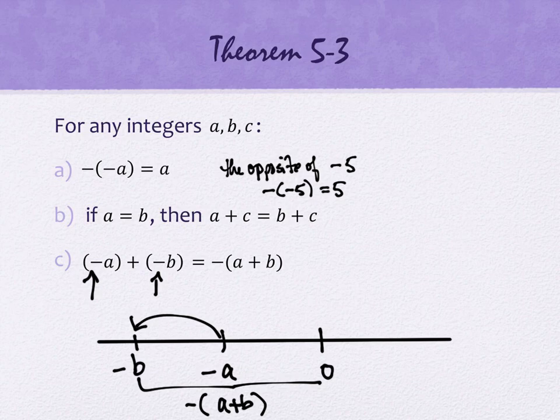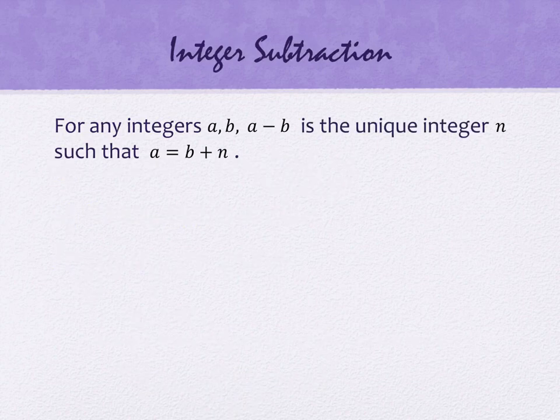Now we're on to subtraction. Okay, so integer subtraction. We've defined it this way before for whole numbers. When we have a minus b, then the unique integer n that is the solution is what happens. So a minus b equals n when a is equal to b plus n. We had the same definition before. I'll use some numbers to make sense of it in a minute.